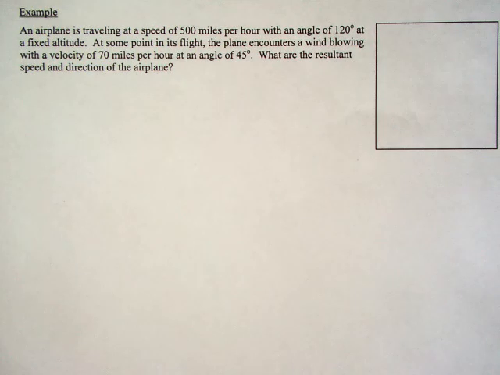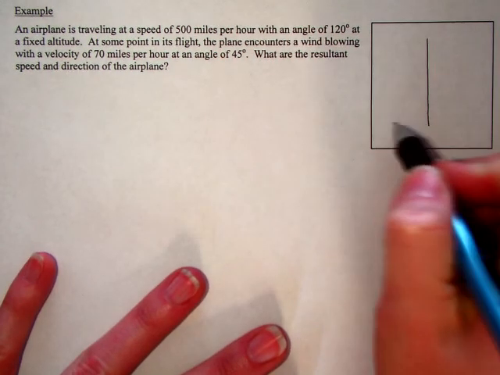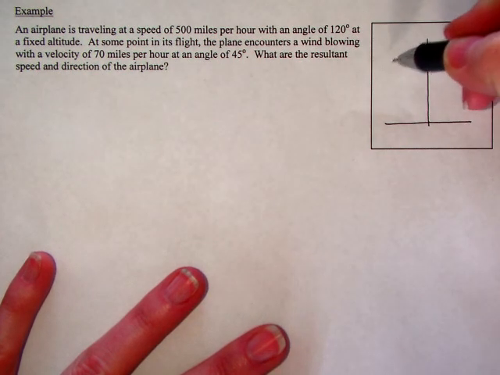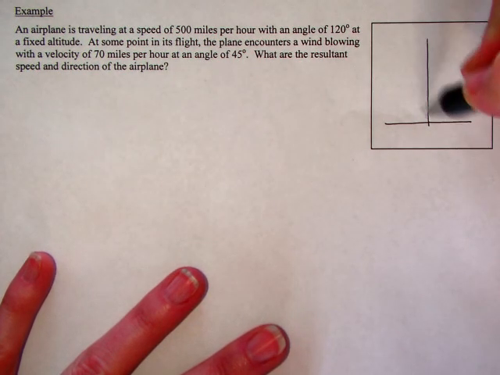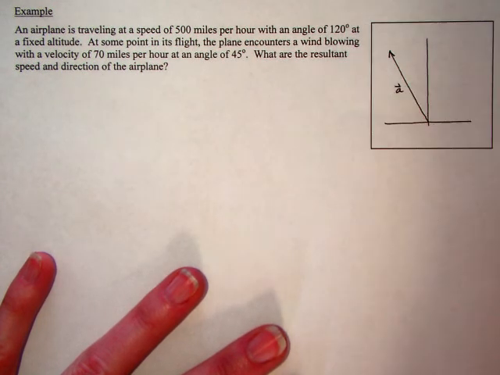It's got a lot of space. We're going to need some room. This one's talking about an airplane, again, traveling at a speed of 500 miles per hour with an angle of 120. So now, draw a little picture here. So my airplane going at 120 degrees, probably right about there, and a speed of 500 miles per hour, and I'm going to make it about that long. So this is my airplane right here.